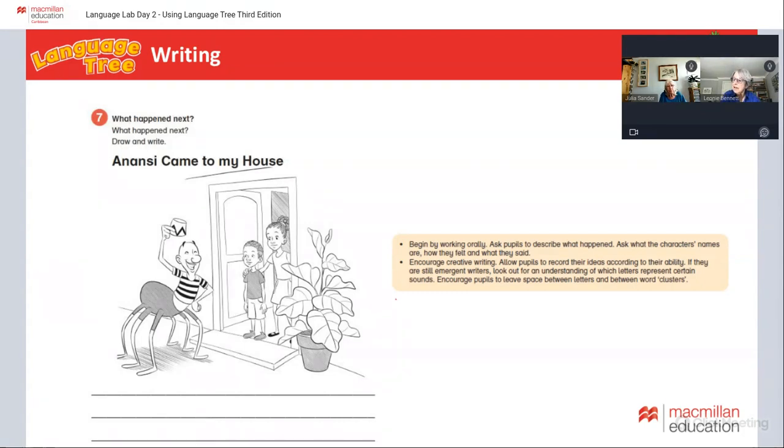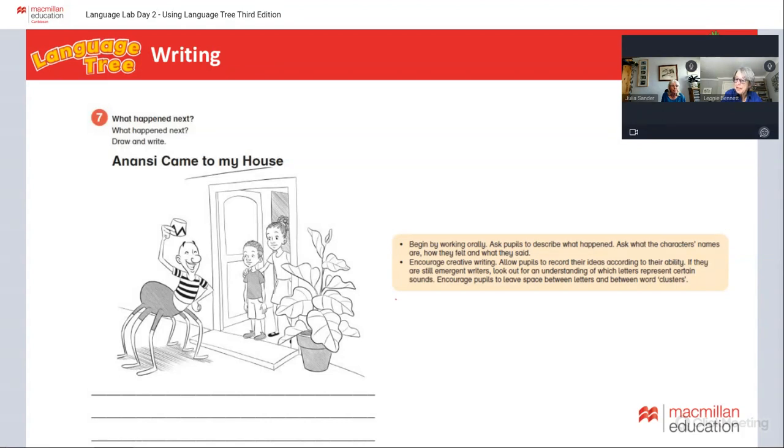I think I did mention that at grade K, we've done a lot more to encourage independent writing. And we suggest that students are encouraged to record their ideas according to their ability. I'll read out the teacher's notes because I think you can't read it. On this page, as you can see, Nancy's come to the door and the children open the door.